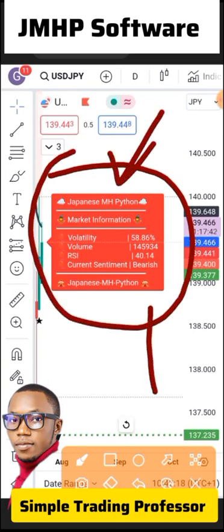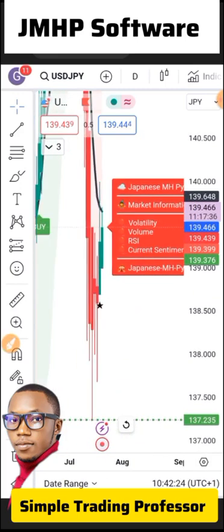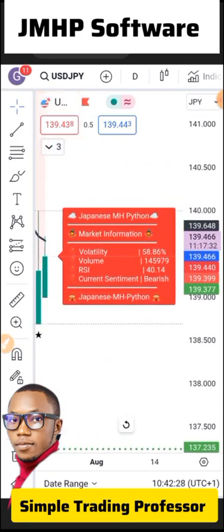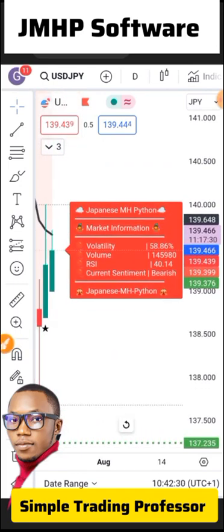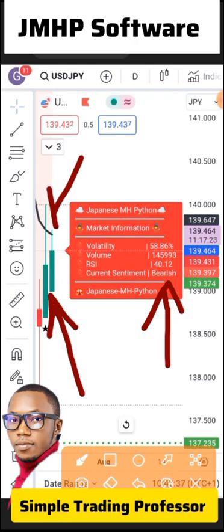So the dashboard tells you the trend, the current sentiment of the market. It's telling us that the sentiment is a bearish sentiment. So while we are trying to see that this is a bullish candle, the sentiment is telling us that we are still bearish. So you want to be careful taking trades.